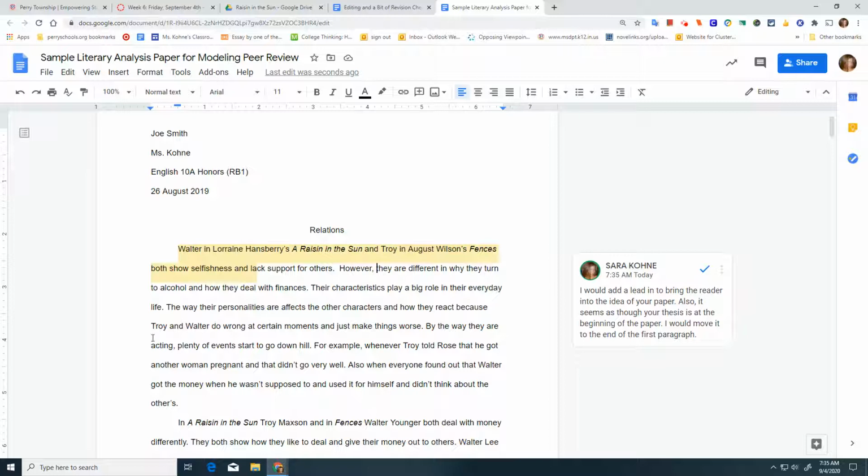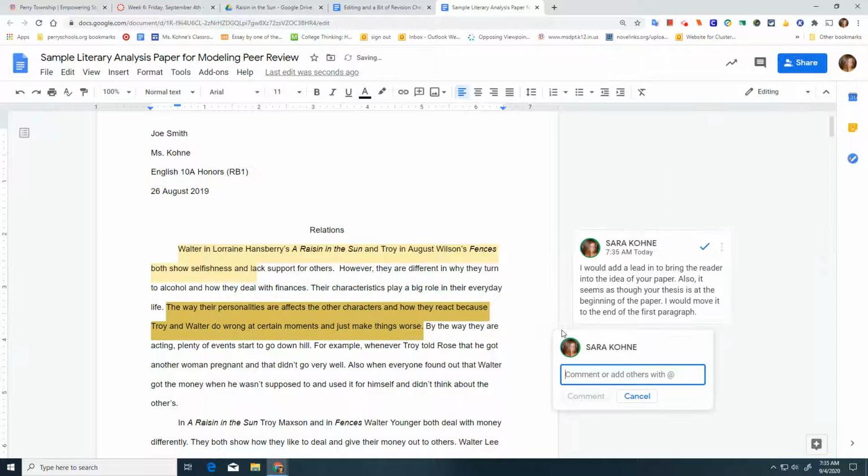Also, this sentence kind of was weird to me. "The way their personalities are affects the other characters and how they react because Troy and Walter do wrong at certain moments and just make things worse." Okay, so first of all, I am going to make another comment here. For this, I feel like the sentence is unclear. Work to clarify. Also, the word things. I would eliminate the use of the word things.